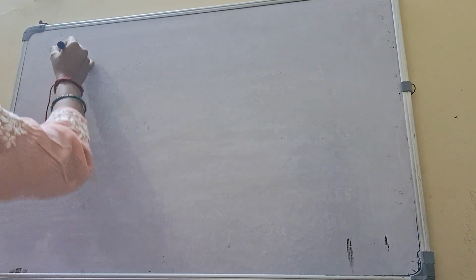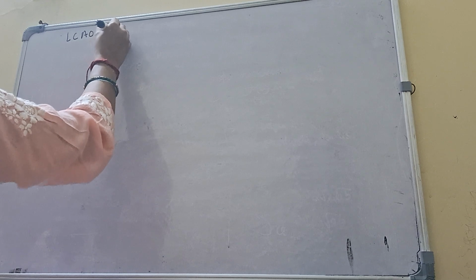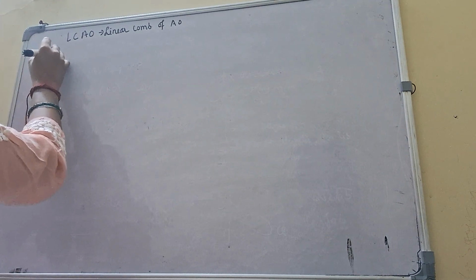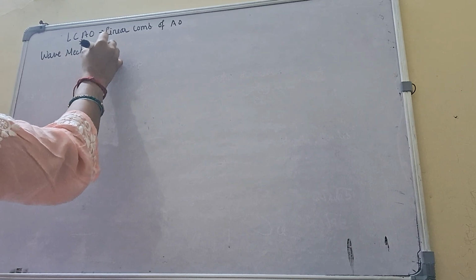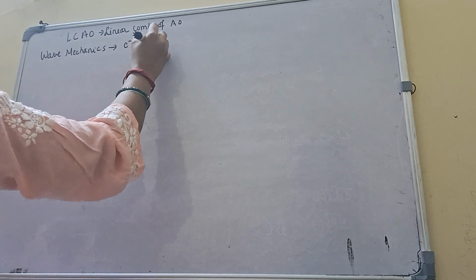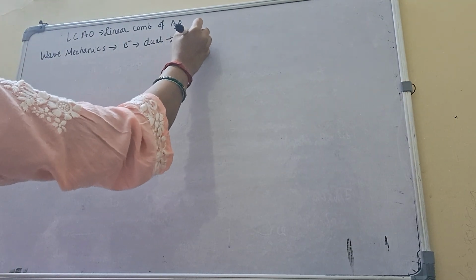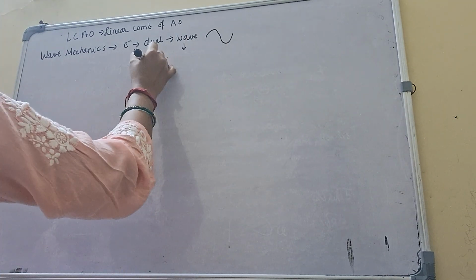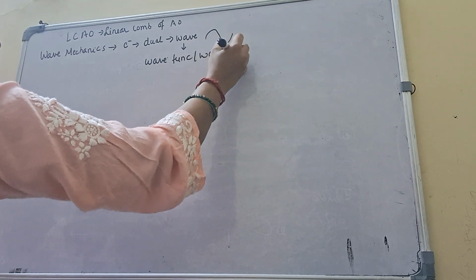Okay, so there is something called linear combination of atomic orbitals. Okay, so we are going to learn that now. According to wave mechanics, in the second chapter, that is atomic structure, we understood that the electron has a dual nature. It can sometimes act like a particle and sometimes like a wave, correct? And any wave is graphically represented like this, and it will have a wave function and wave characteristics.